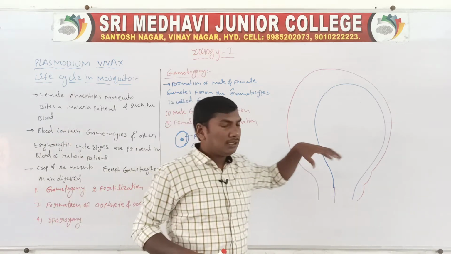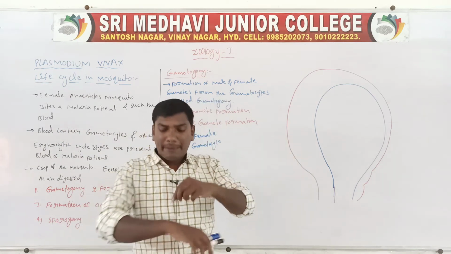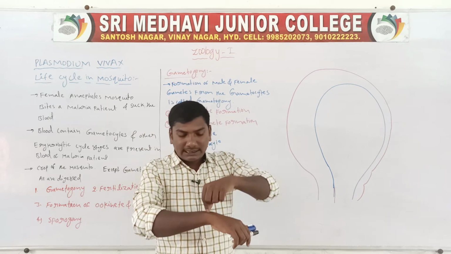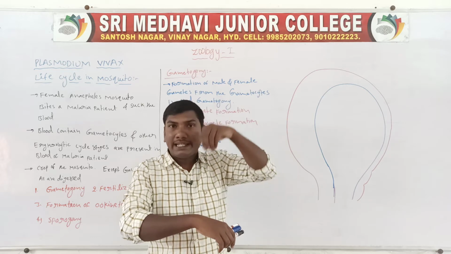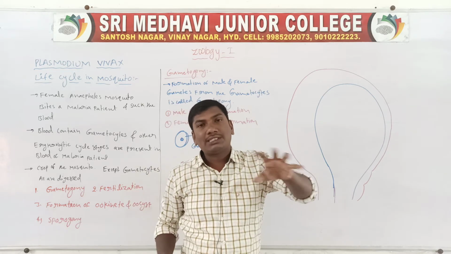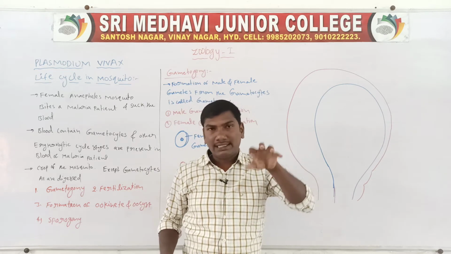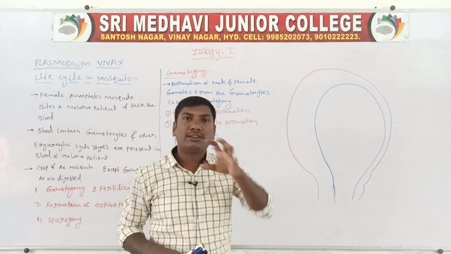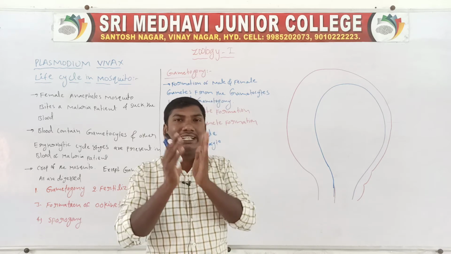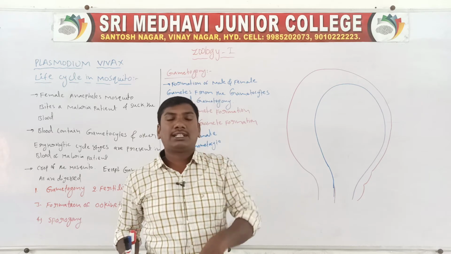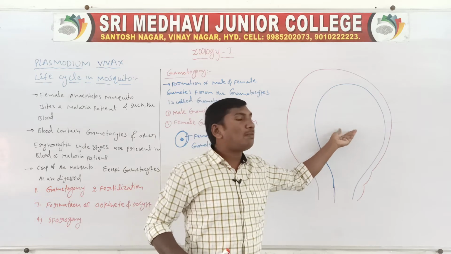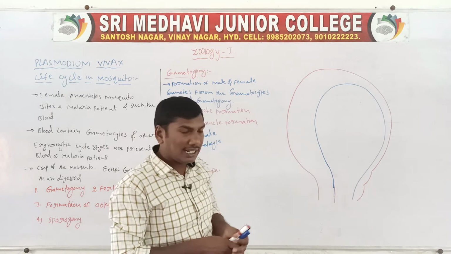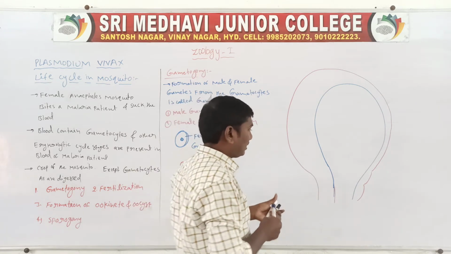So the female Anopheles mosquito bites a malaria patient, sucking the blood of the malaria patient. The malaria patient blood contains gametocytes and other erythrocytic cycle stages. Except the gametocytes, all the stages are digested; only the gametocytes survive. These are entering into the crop of the mosquito.